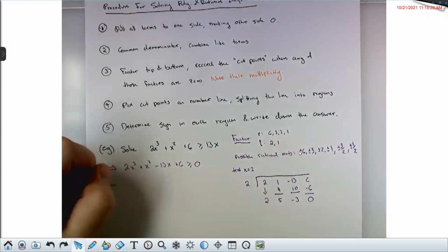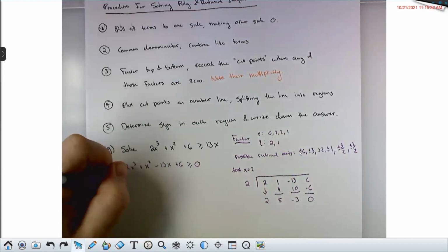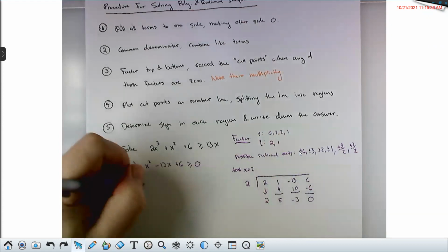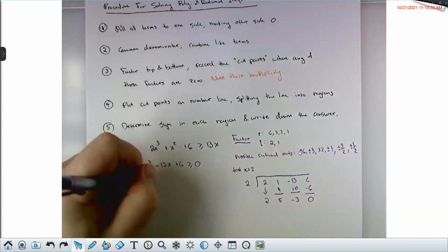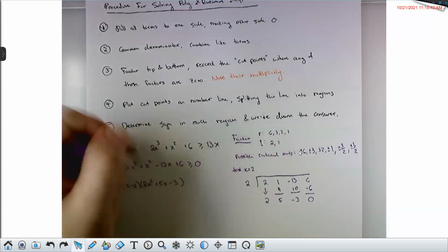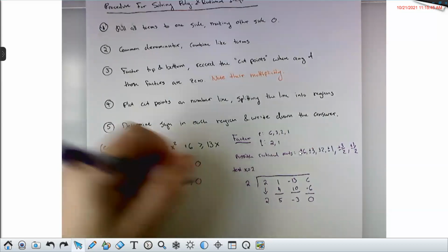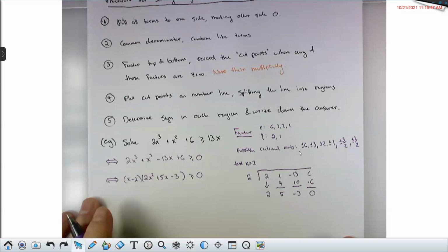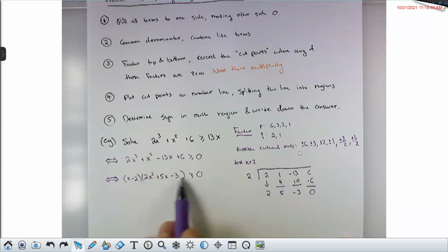So let me come back over here. This is going to be x minus 2 times 2x squared plus 5x minus 3, and that's still greater than or equal to 0. But I'm not done yet. I need to factor this guy.